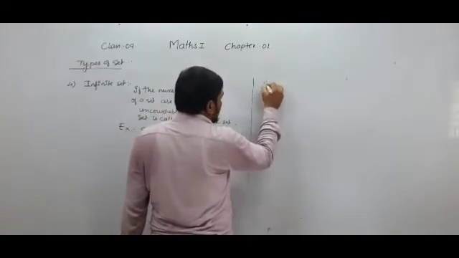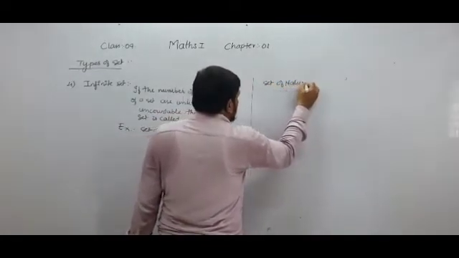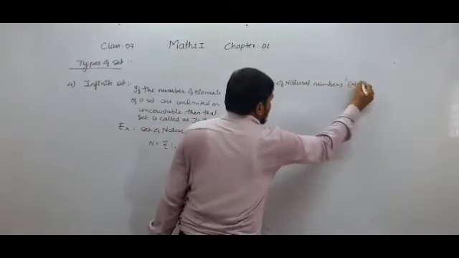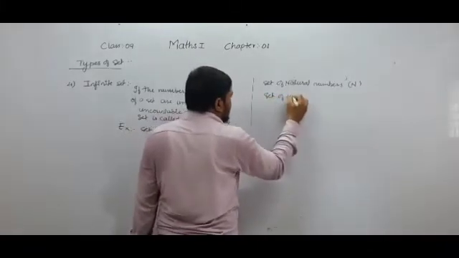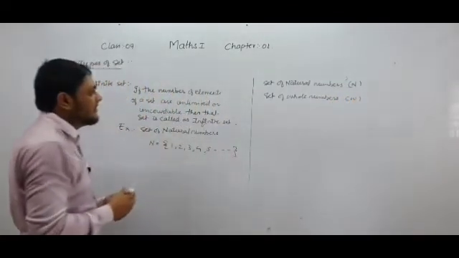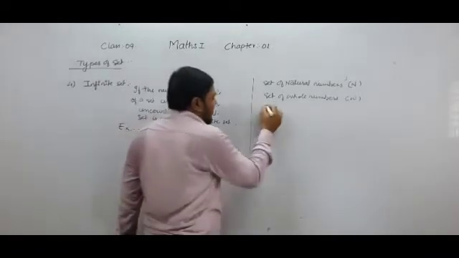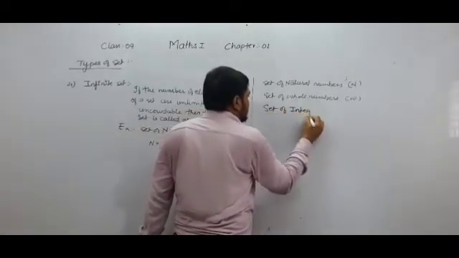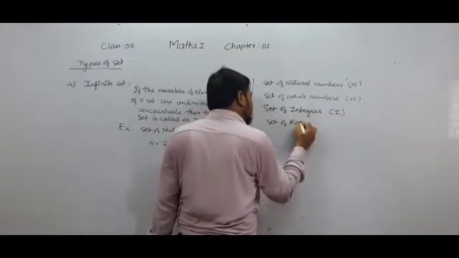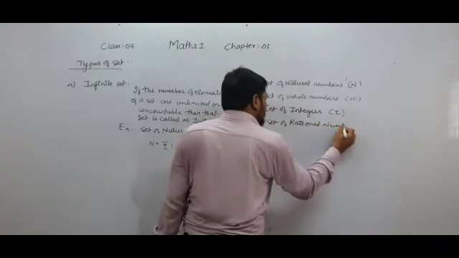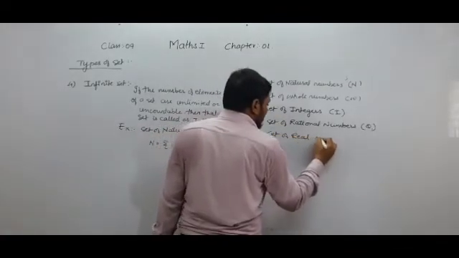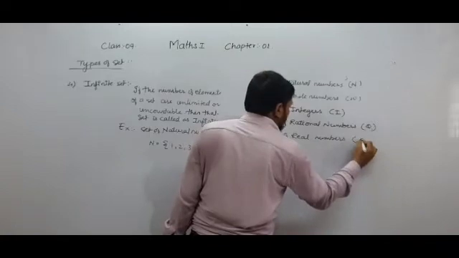Some sets are given here. Set of natural numbers is denoted by capital N, and set of whole numbers is denoted by W. Next one is set of integers, denoted by I. Set of rational numbers is denoted by Q. And set of real numbers is denoted by R.